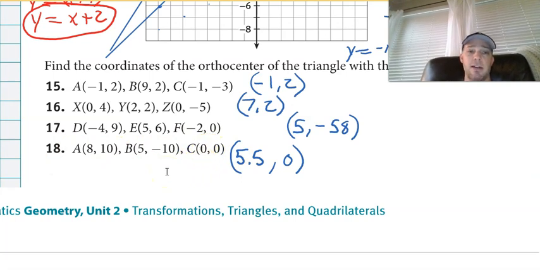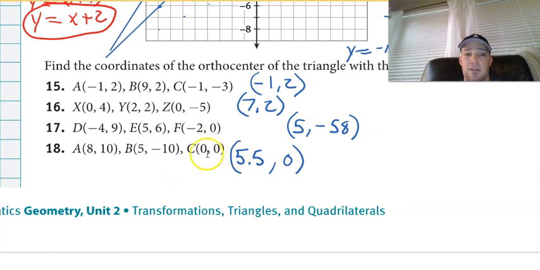Remember, you only have to find two of the altitudes' equations to be able to set up a system. And you might want to try and make sure that you're using, if there's a nice vertical or horizontal line, those are one of the easier ones to use.